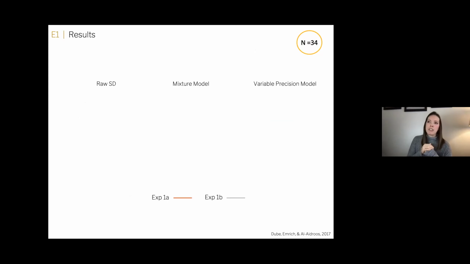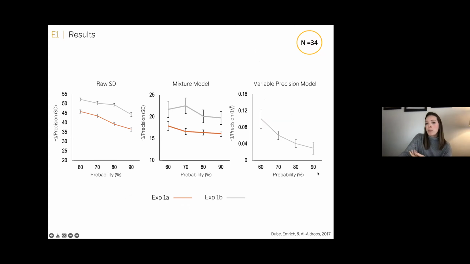Again, here the results really converged on the same point. So I'm just going to bring up everything for you all at once. Here we have our raw SD, our mixture model SD in the middle, and then our variable precision model, 1/precision, on the right. And what I'll point out is that across both versions of this experiment, you really are seeing a systematic decrease in SD, or systematic increase in precision, across these probability conditions.